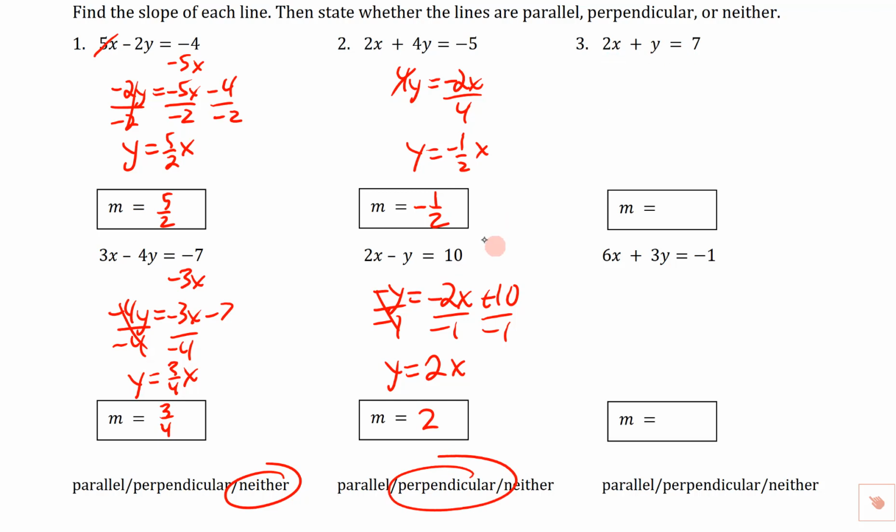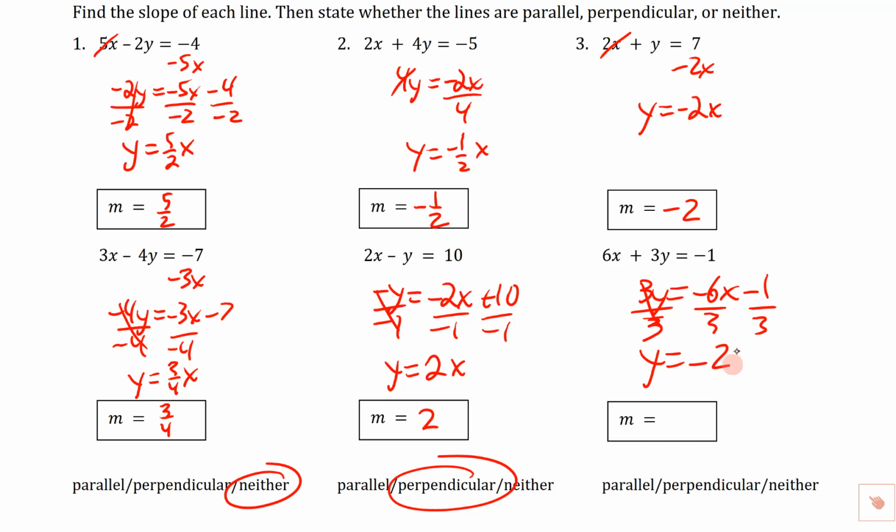We'll take a look at this one, very similar to that last one right there. Let's take a look. We're going to do this by subtracting 2x. So we get y equals negative 2x. Gosh, we can stop right there. Slope on this one is negative 2. We're going to take this one, move the 6x over, so we get 3y equals negative 6x minus 1. We're going to divide by 3. I'll go ahead and write it on all of these. So we get negative 2x. Stop right there. Slope is negative 2 on both of these. That's going to make it parallel. So let's make sure we're getting those right. Those are pretty simple problems.